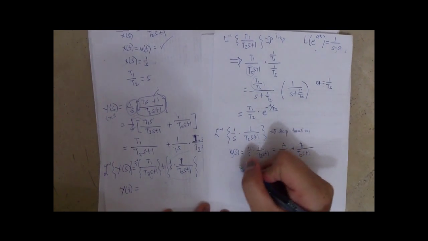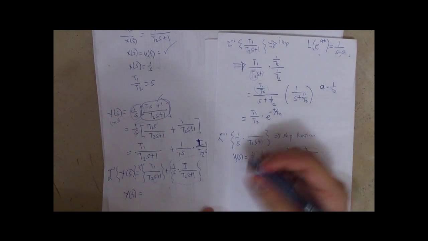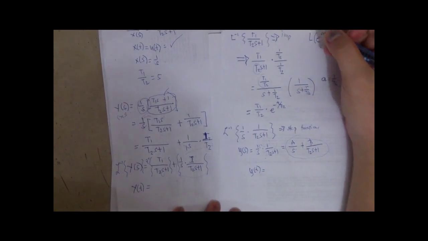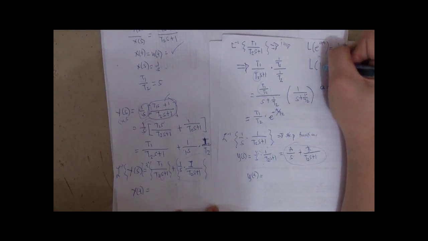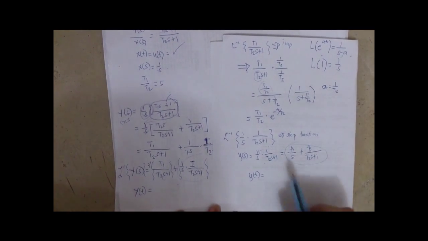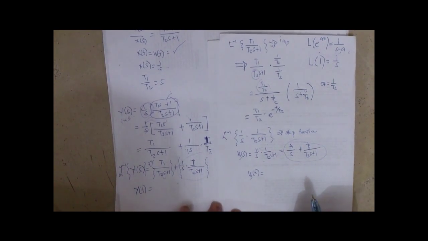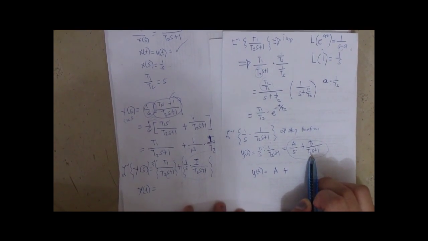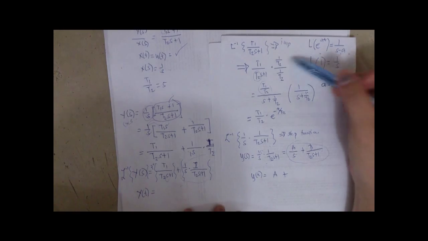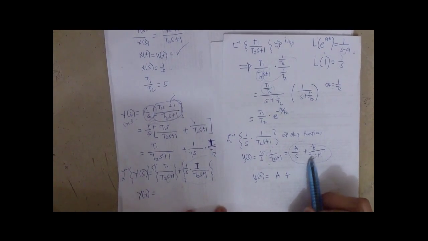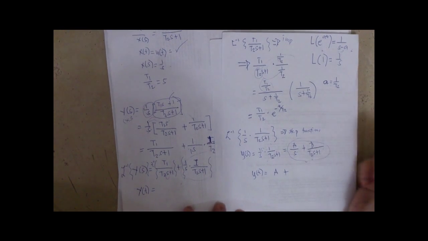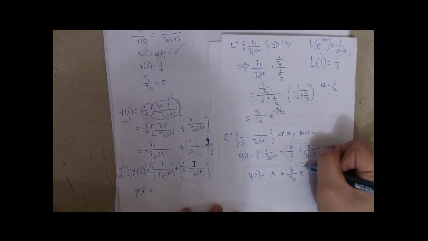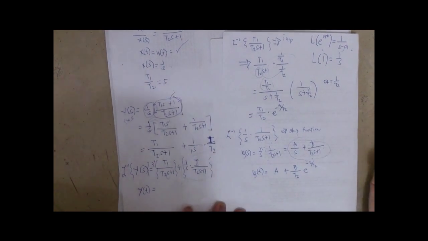Now we can get y(t). Recall that the Laplace transform of 1 is 1 over s, so the Laplace inverse of A over s is just A. For the other term, as we did earlier, we multiply by T2 to make it match, and the Laplace inverse is B over T2 times e to the negative t over T2.